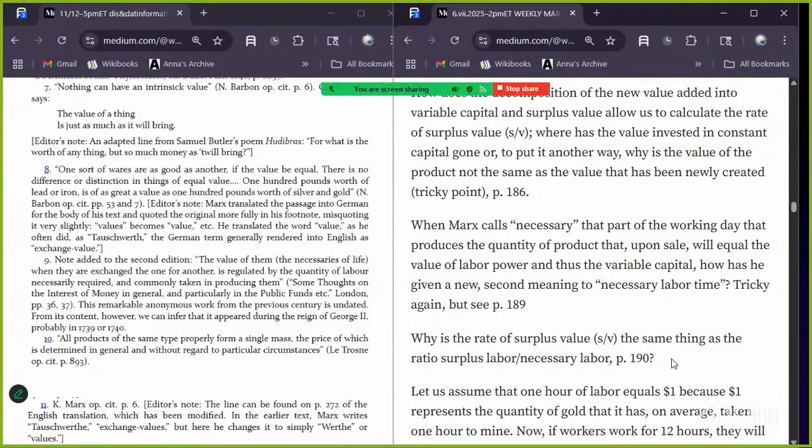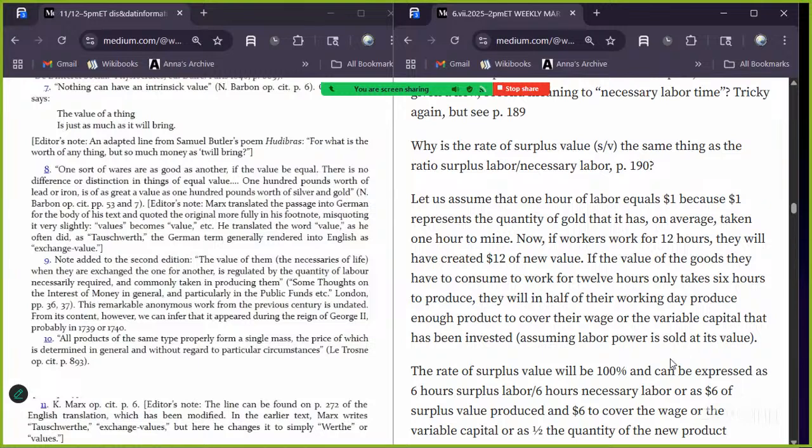On page 190: let us assume that 1 hour of labor equals $1, because $1 represents the quantity of gold that has on average taken 1 hour to mine, that is, to dig out of the ground. Now, if workers work for 12 hours, they've created $12 of new value. If the value of the goods they have to consume to work for 12 hours only takes 6 hours to produce, this is about sustenance, right? They will, in half of their working day, produce enough product to cover their wage or the variable capital that has been invested, assuming labor power is sold at its value.